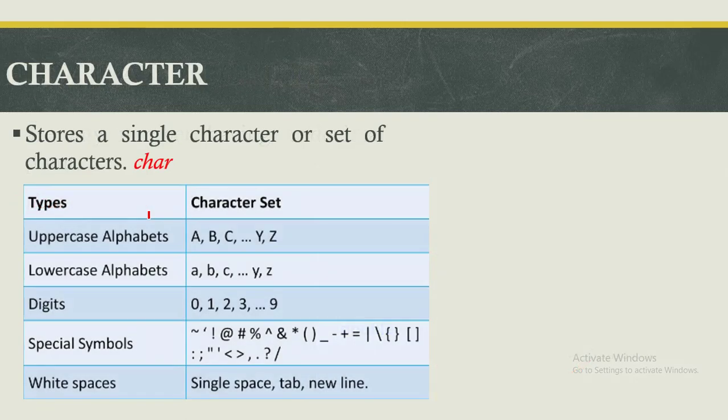The next is character, which is used to store either a single character or a set of characters. A single character could be something like a grade. A set of characters could be something like the name of a student, of a person, of a place, and so on and so forth. Now, there are different sets of characters that can be defined under a character data type. This could be any set of characters, such as uppercase alphabets, lowercase alphabets, digits, special symbols, and white spaces.